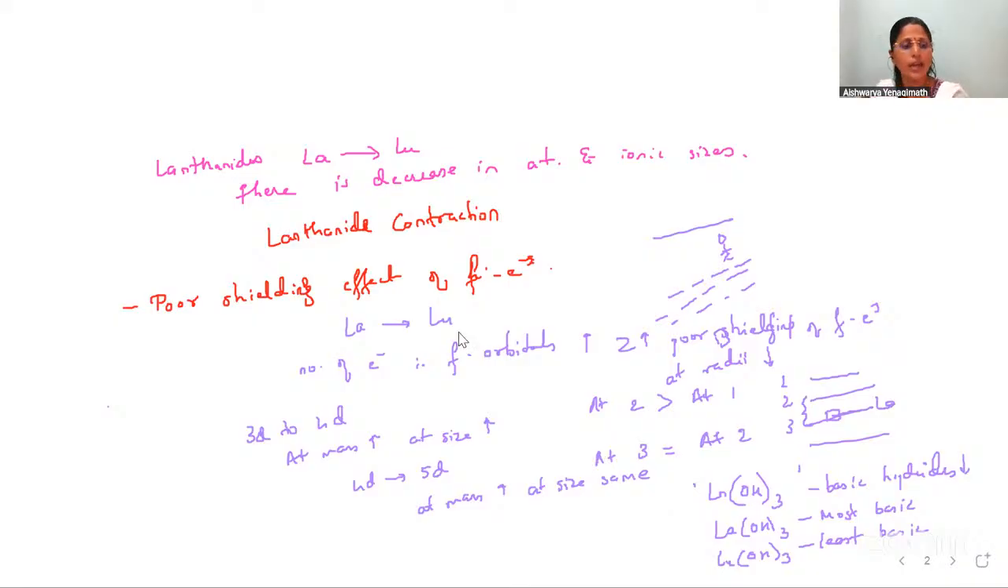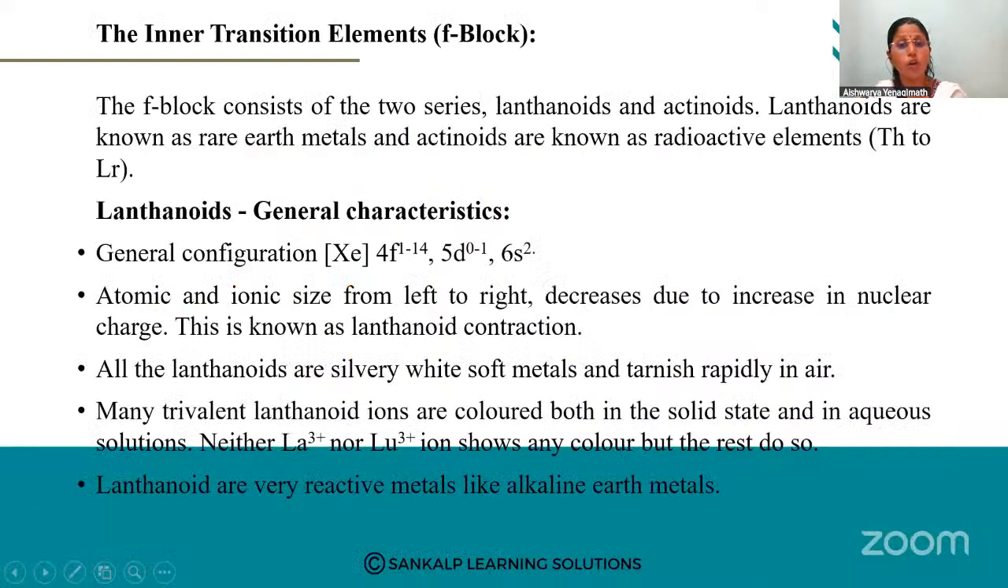Atomic size and ionic radii decrease from left to right due to the increase in nuclear charge. This is known as lanthanide contraction. All lanthanides are silvery white soft metals and they tarnish rapidly in air. This is a general characteristic of lanthanides. Many trivalent lanthanide ions are colored.